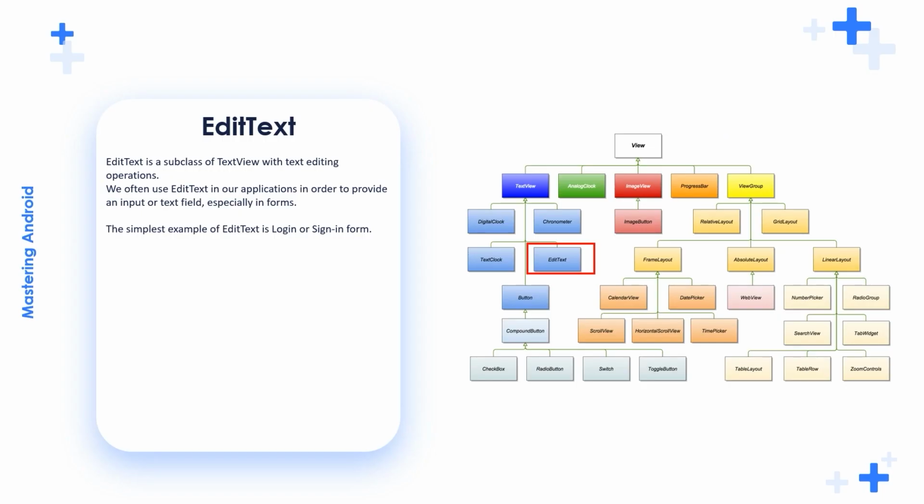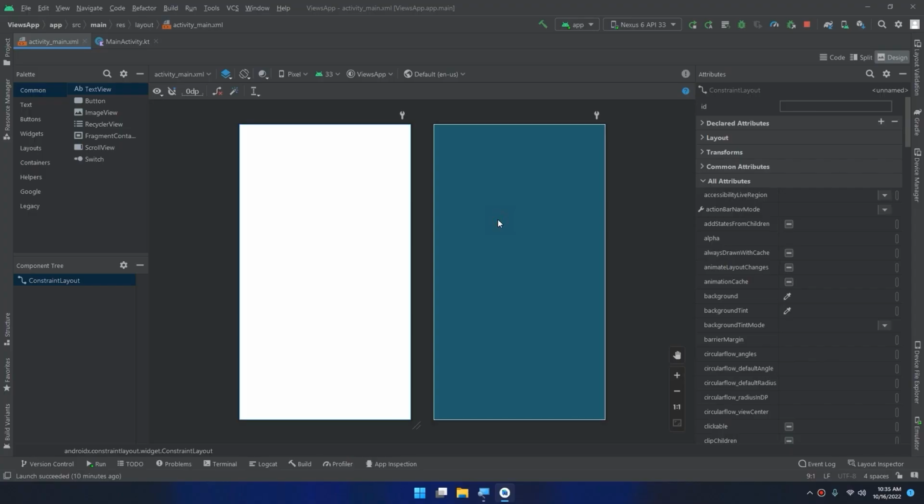The simplest example of EditText is a login or sign-in form. We see that the EditText inherits from the TextView, which in turn inherits from the View. So the attributes of the EditText are the same as the TextView. I will not go deep into the attributes of EditText because we've lectured on these attributes in the TextView lesson. Let's jump into Android Studio and go to the main activity XML.